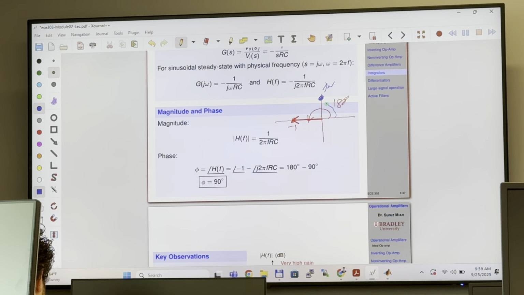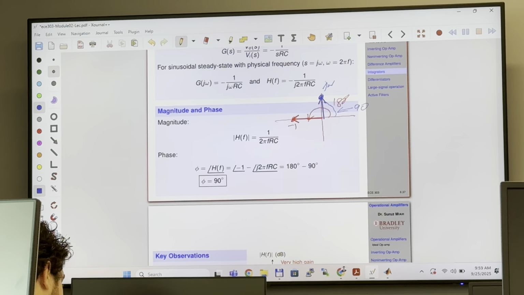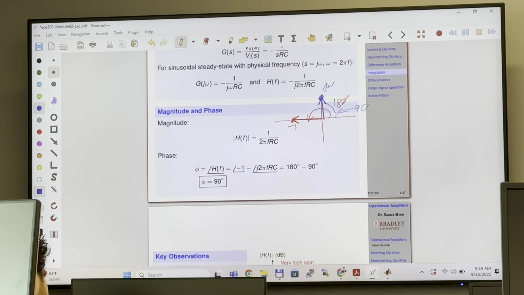What is the angle of this vector? 90 degrees. So this vector angle is 90 degrees. So 180 minus 90 is going to be 90 degrees. That's how you get the phase difference. The phase of an integrator is 90 degrees, which is constant. So regardless of frequency, it is going to be 90 degrees.